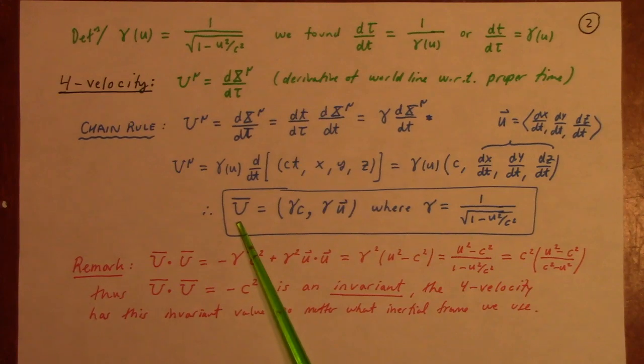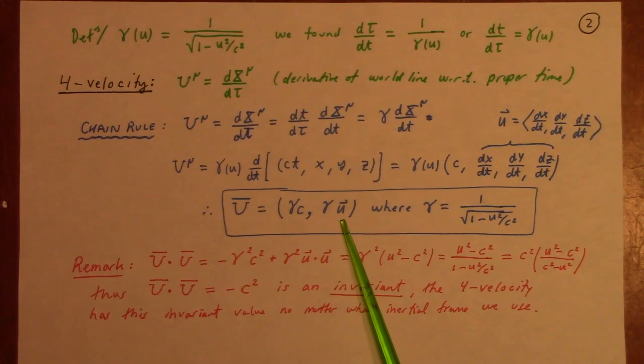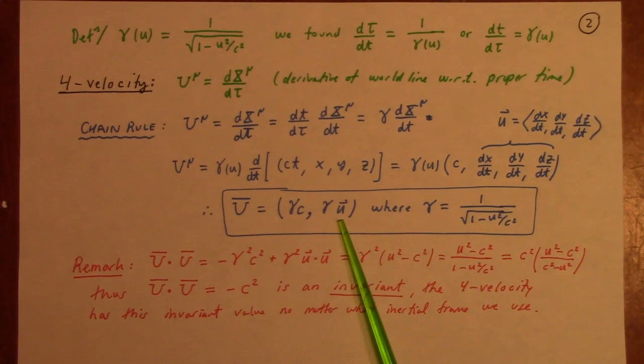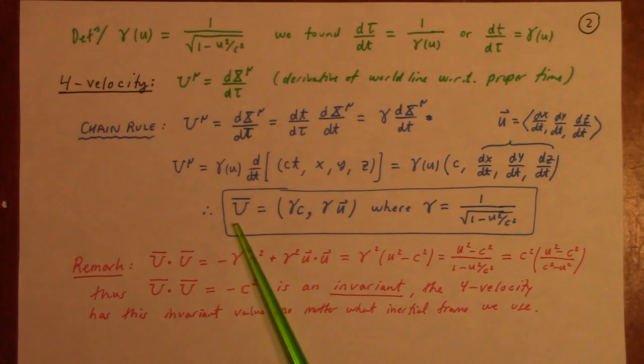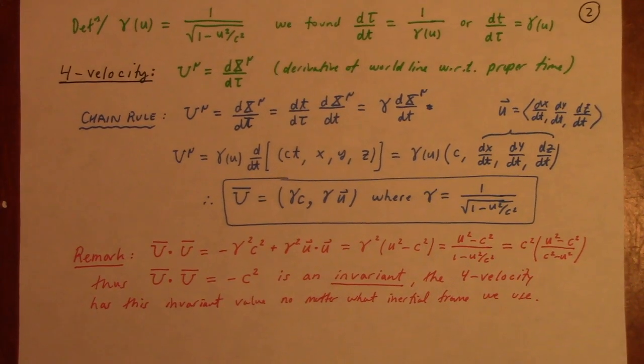4 velocity is a 4 vector, right? So it's got 2 pieces. The one piece is gamma times the speed of light. The other piece is gamma times the ordinary velocity, where gamma is 1 over the square root of 1 minus u squared over c squared. Here, this u squared is the magnitude of the velocity. And of course, here we're describing the 4 velocity with respect to a particular frame of reference, an inertial frame, I suppose.